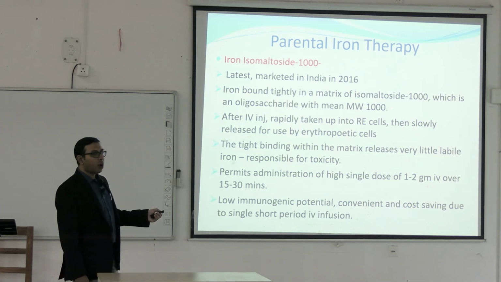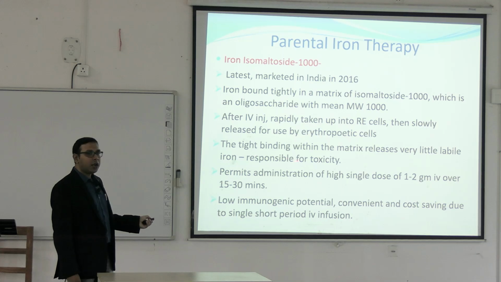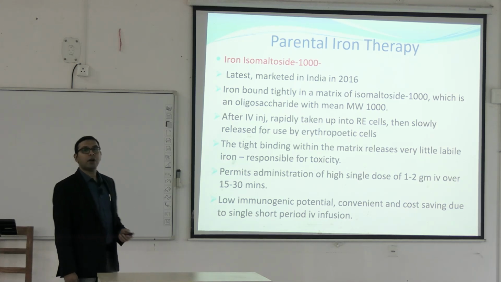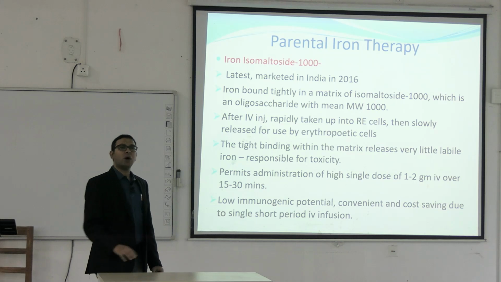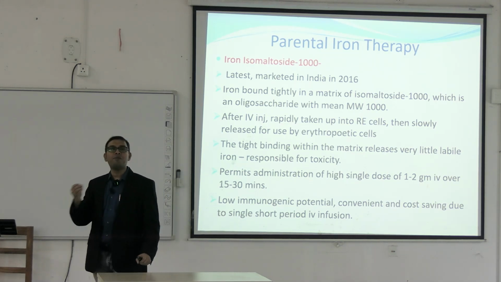Oligosaccharide with mean molecular weight 1000. Isomaltoside is the matrix. After IV injection, it is taken up by the reticuloendothelial cells. Similarly, the tight binding of the matrix releases very little labile iron responsible for the toxicity. So in the previous ones, the toxicity, meaning the anaphylaxis, mainly happens due to the free iron.